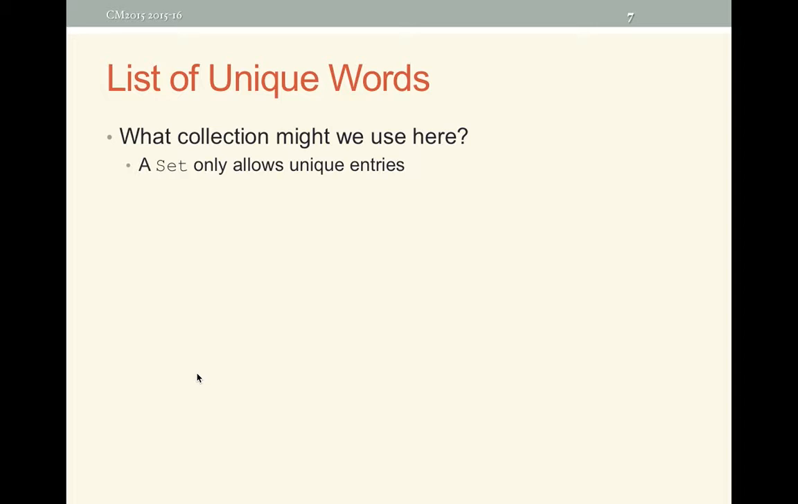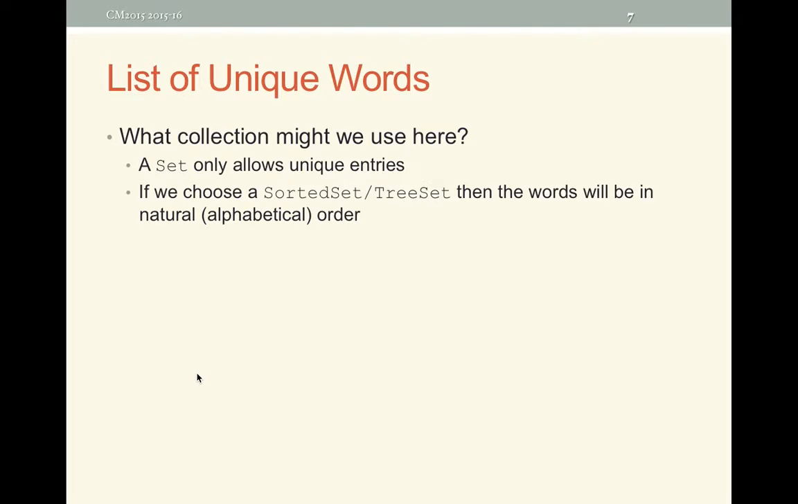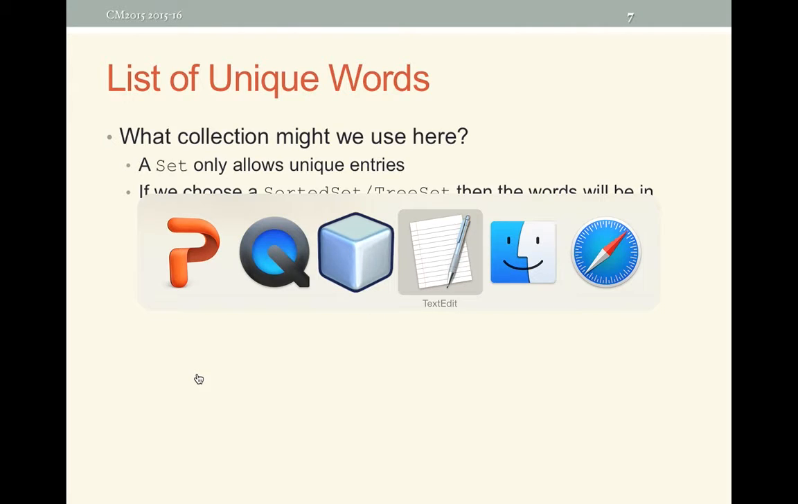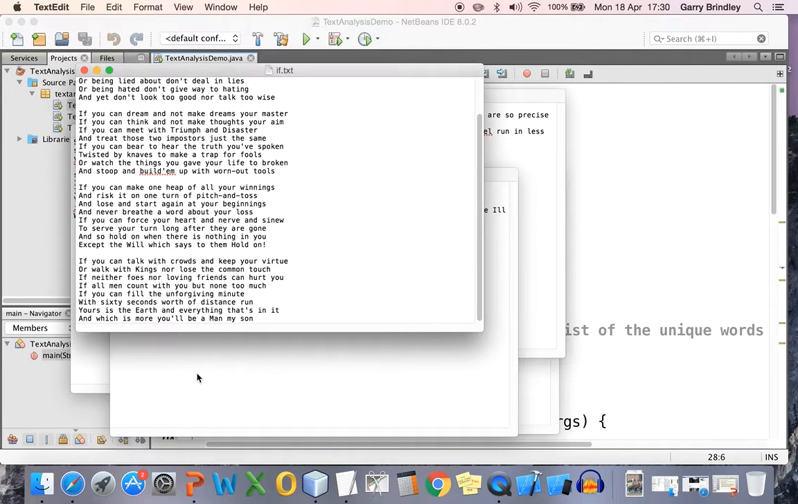The other thing it said is that we want the words in alphabetical order, which would be useful if we're trying to look for a particular word. Then a TreeSet would be useful if the words were stored as strings, because then they'll be put into the set in the natural order, which is alphabetical. Okay, so let's have a look at the files that we're going to use.